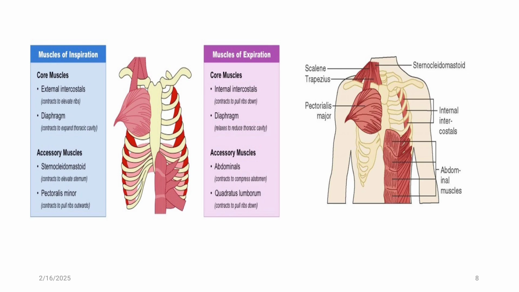Now come to some accessory muscles of inspiration. Accessory muscles assist in forced inspiration. I emphasize the term forced. Normally when we are taking quiet breathing, these muscles are not active. During forced inspiration, these muscles will help.